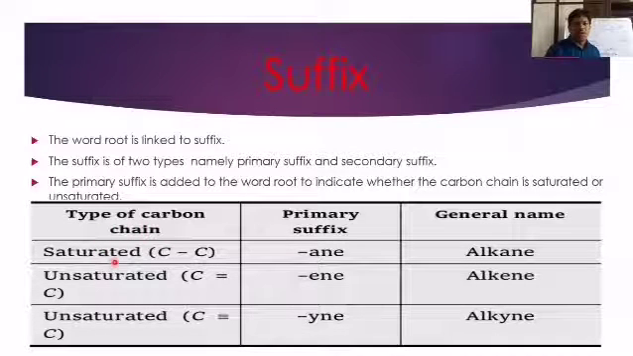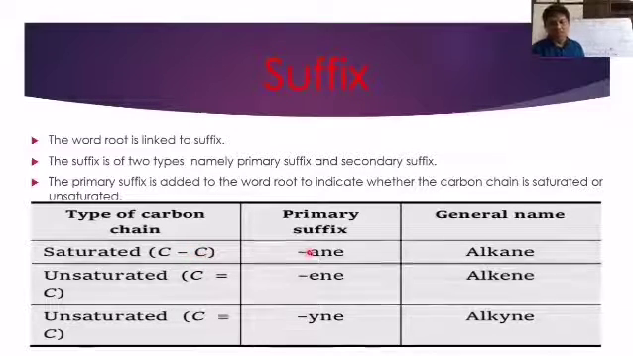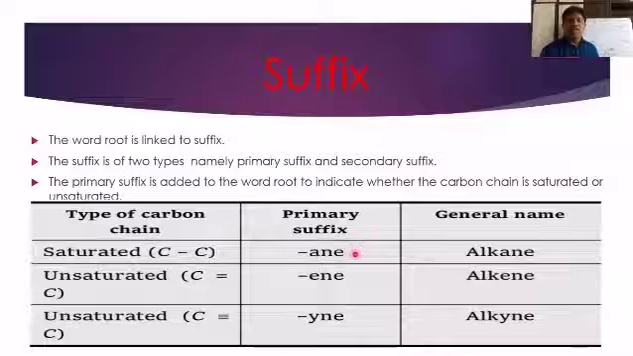Type of carbon chain. A saturated carbon chain will contain what? Carbon-carbon single bonds. Whenever there is a single bond between carbon and carbon, that single bond acts as a sigma bond. Only sigma bonds will be there between carbons. And the primary suffix name is ANE, AN. ANE, AN is the primary suffix when there are single bonds between carbon atoms in the given carbon chain.